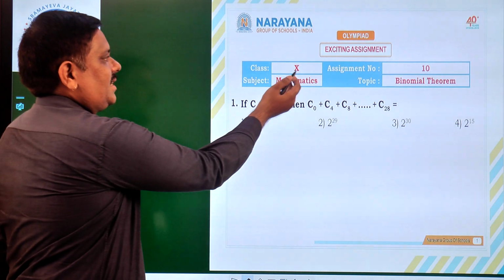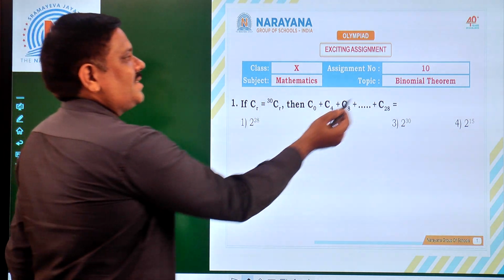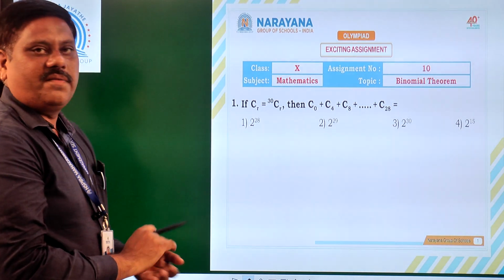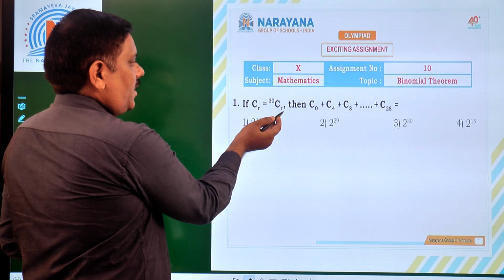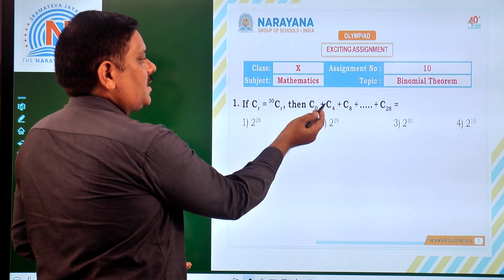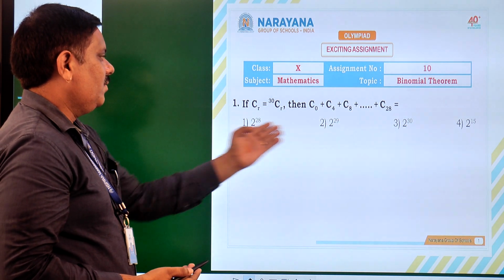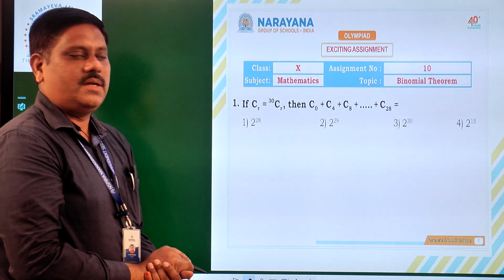Today for class 10 students, we are going to discuss assignment 10 on binomial theorem. Okay, the first question, if you see: if C_r is equal to 30 C_r, then C0 plus C4 plus C8 plus so on plus C28 is equal to, we are given 4 options. What is the right option he is asking.